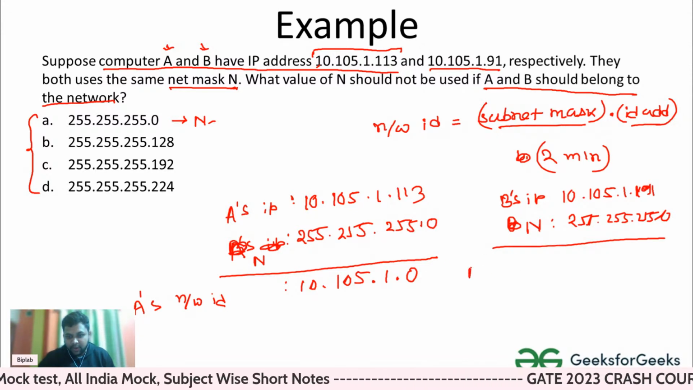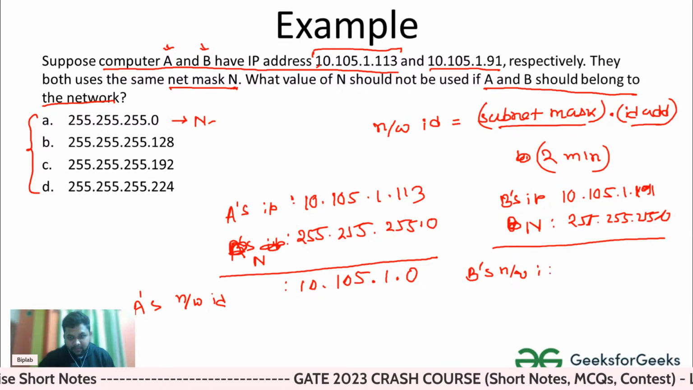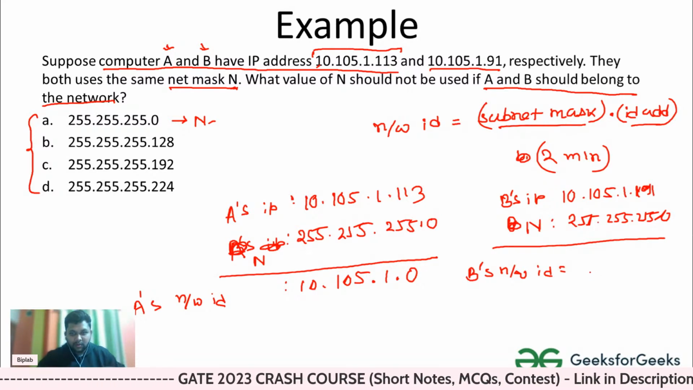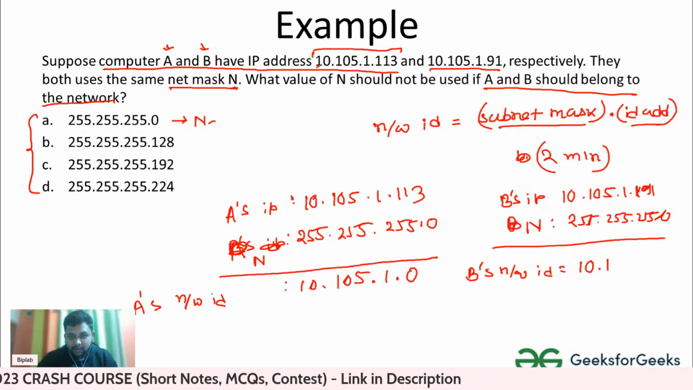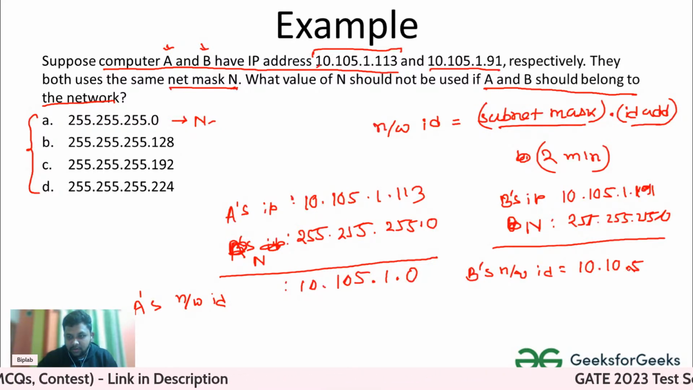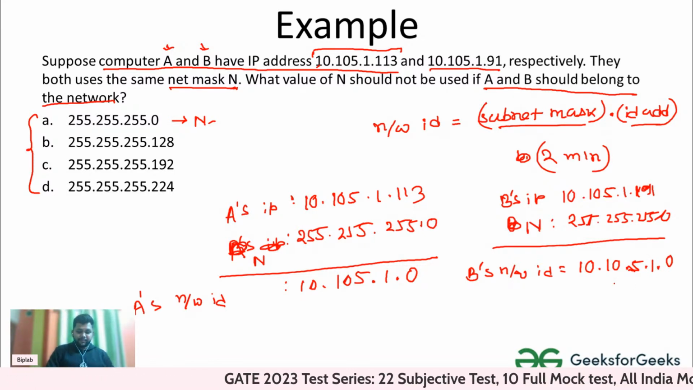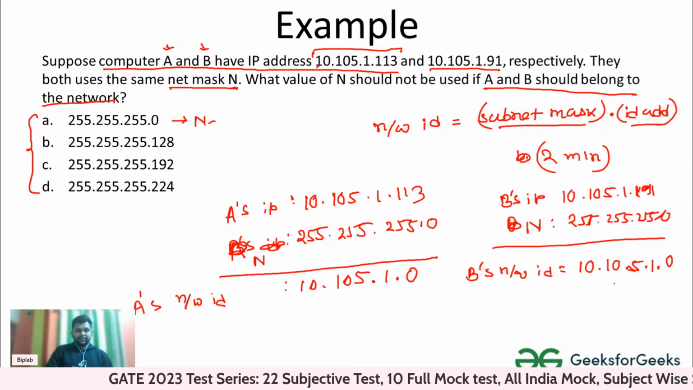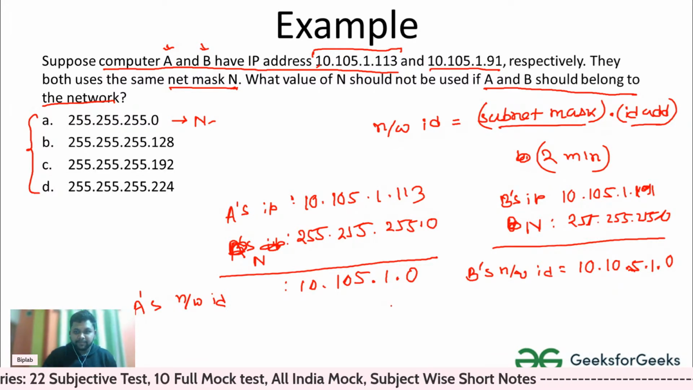The same way, B's network ID equals 10.105.1.0. Is it clear?